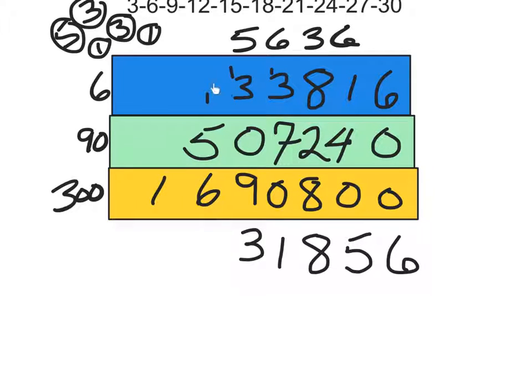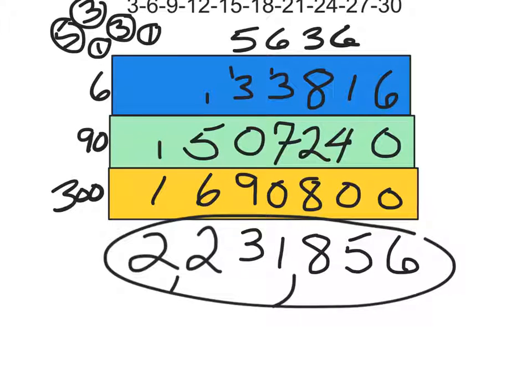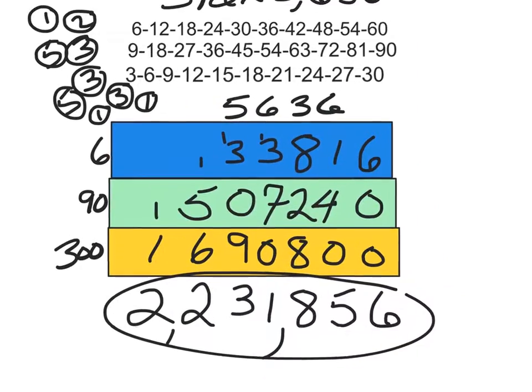And now, look at this. 1 plus 5 is 6. Plus 6 is 12. Superb. Drop the 2, carry the 1. 1 plus 1 is 2. Bam! I love it. And there you have it, my friends. Your answer is 2,231,856. Bam, bam, ba bam, bam, bam.